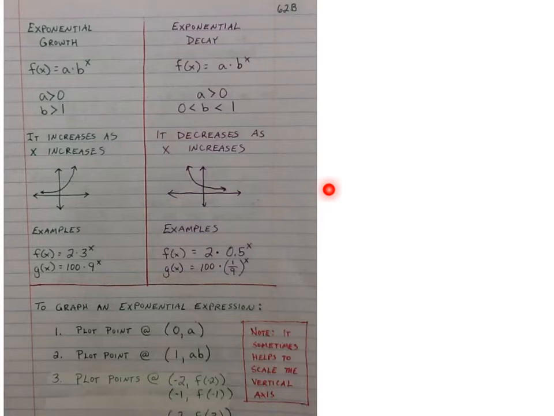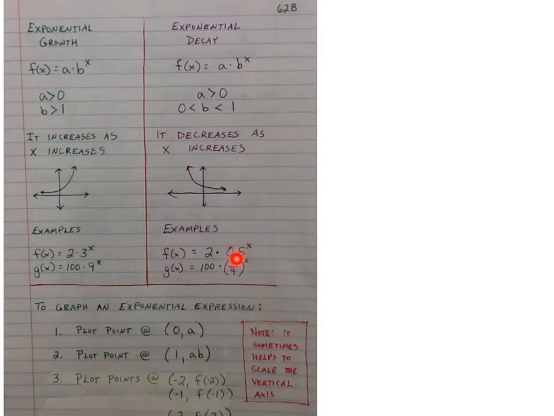An example of exponential growth would be 2 times 3 to the x, or 100 times 9 to the x, or 50 times 7 to the x, as long as your a is a positive number and your b is a number greater than 1. For exponential decay, the a value is still positive. However, b is between 0 and 1. We see 0.5 or 1 half, and then we have 1 ninth. Both of those numbers are between 0 and 1.